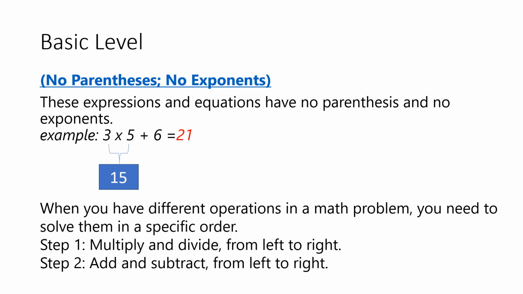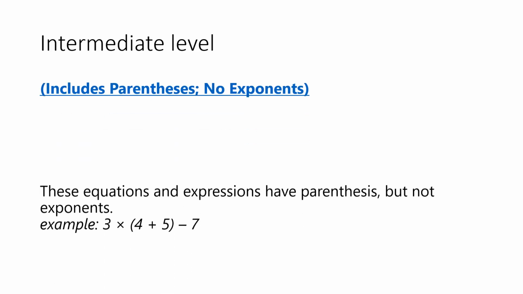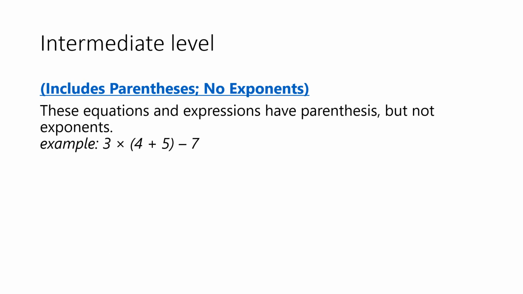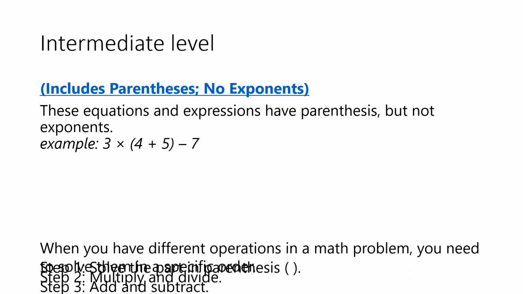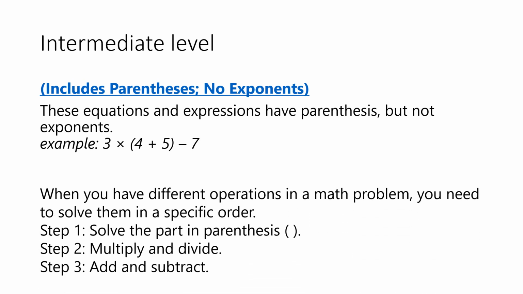Now, let's see the next. The next one is the intermediate level. In this, equations and expressions have parentheses but no exponents. Before going to the example, when you have different operations in a math problem, you need to solve them in a specific order. In step 1, solve the part in parentheses. Step 2, multiply and divide. This also you need to follow from left to right. And then in step 3, add and subtract.